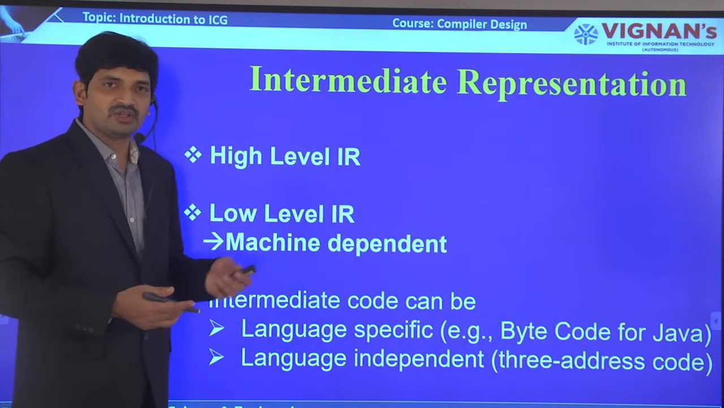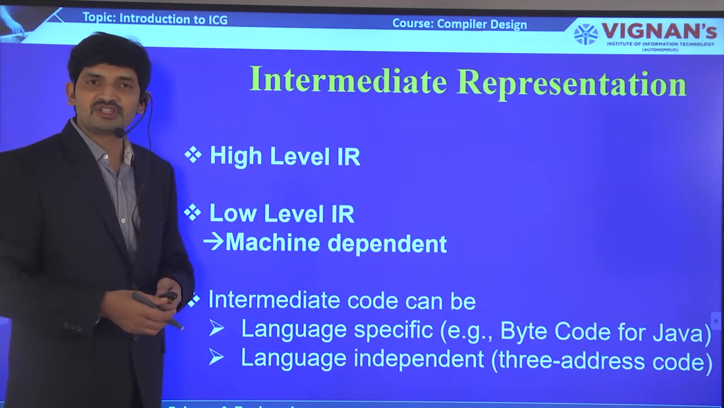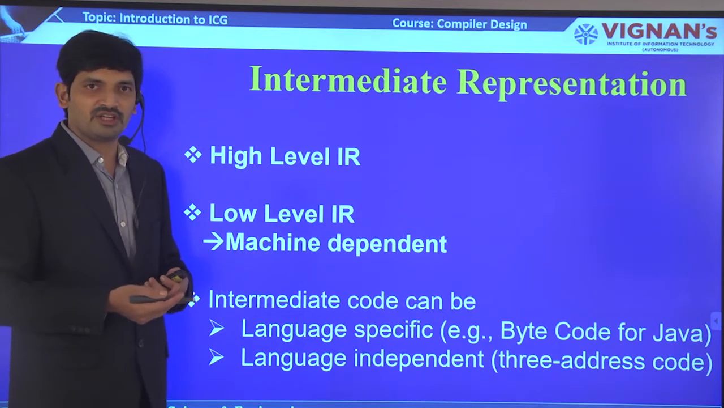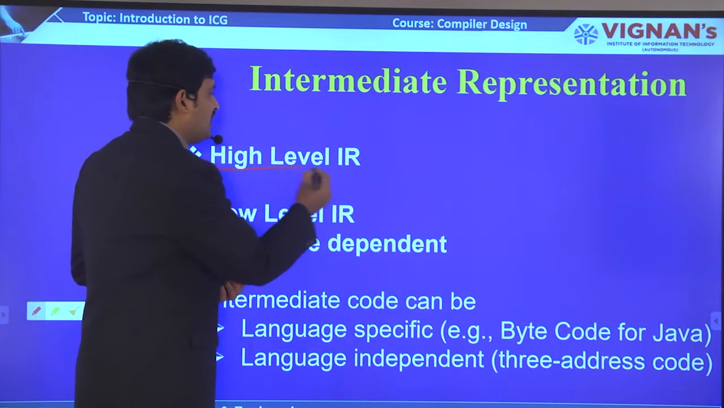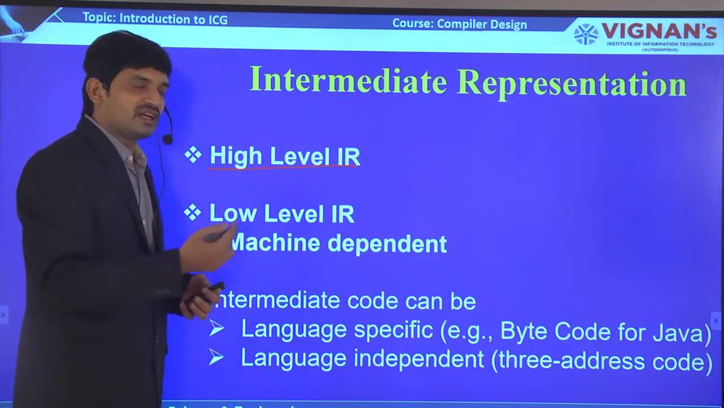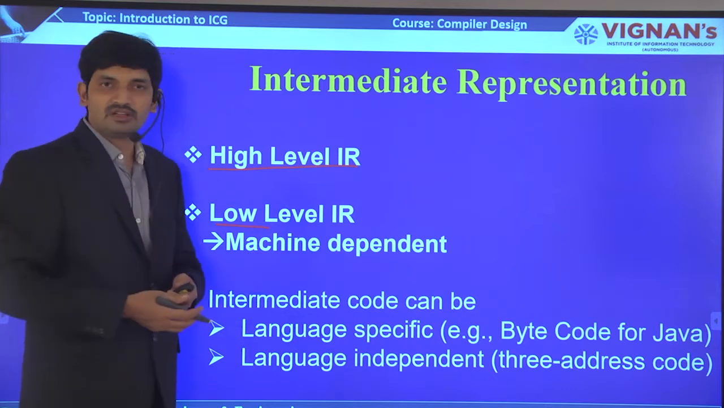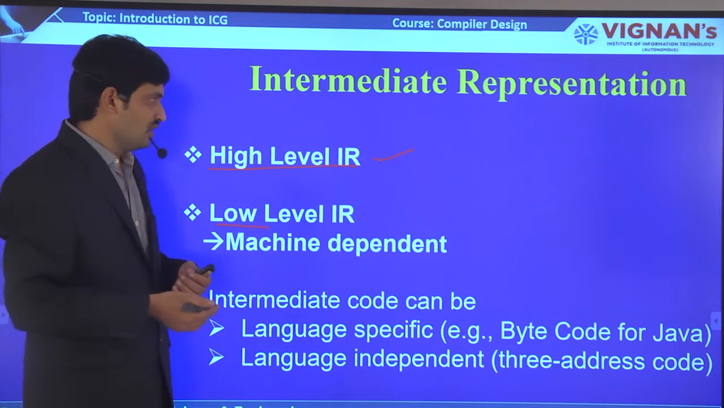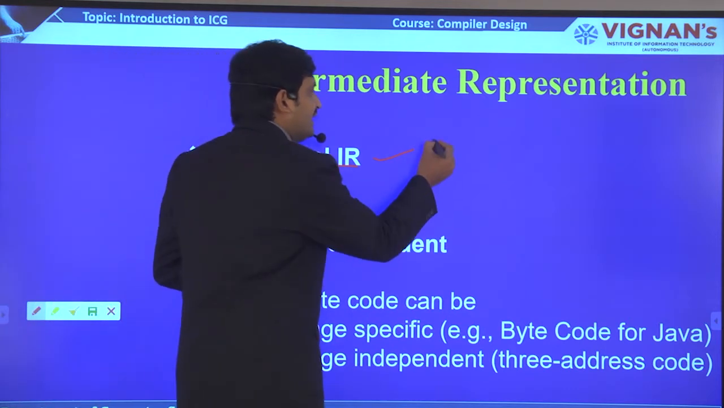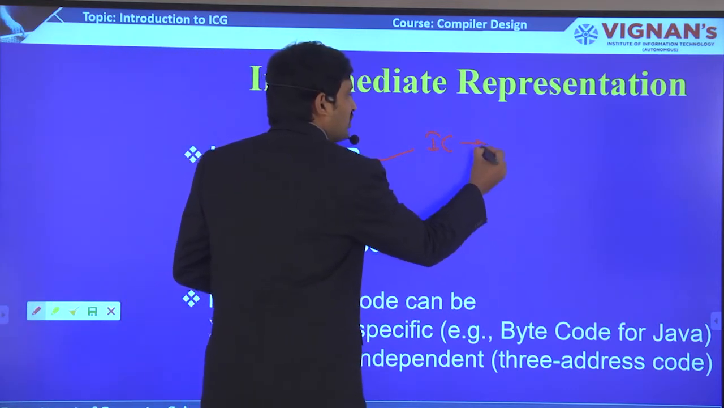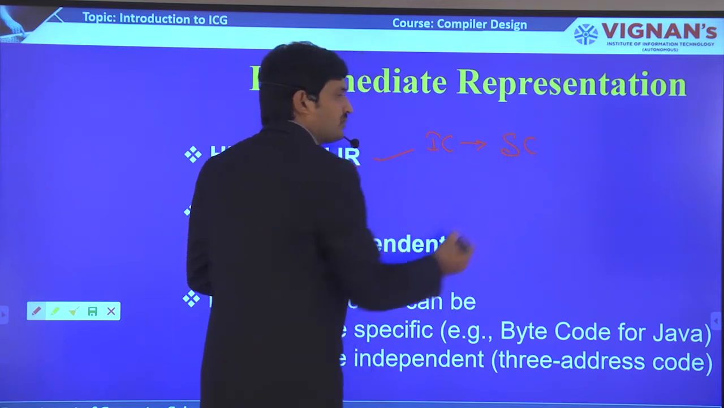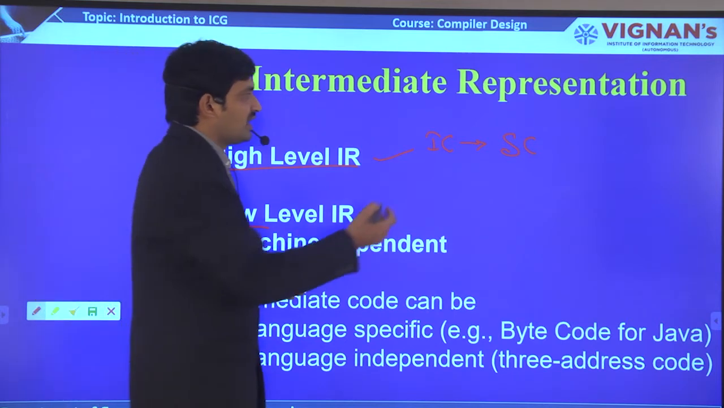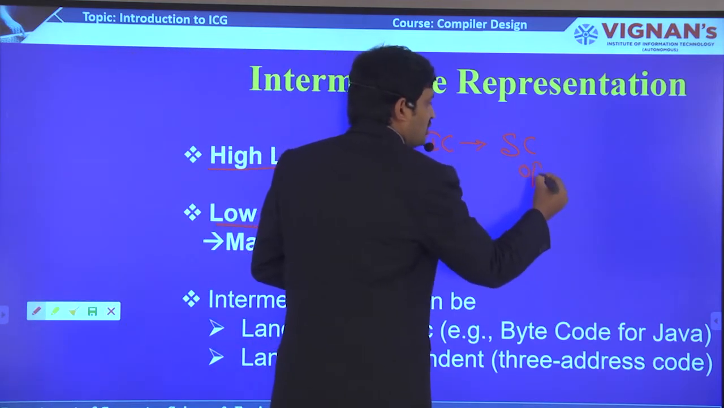Now we are going to deal with the intermediate representation. So what are the various types of representations we have? We have two types of intermediate representations. The first one is high level intermediate representation. The second one is low level intermediate representation. If it is high level intermediate representation, we are going to generate the intermediate code according to the given source code. Okay, and if we apply any modifications in the ICG, that will affect the optimization code.